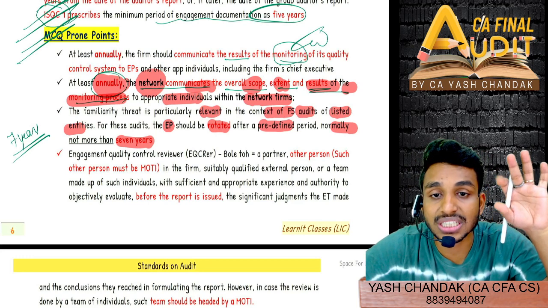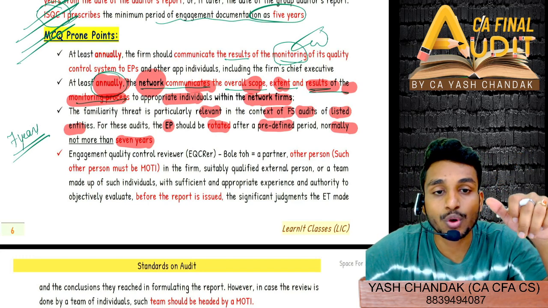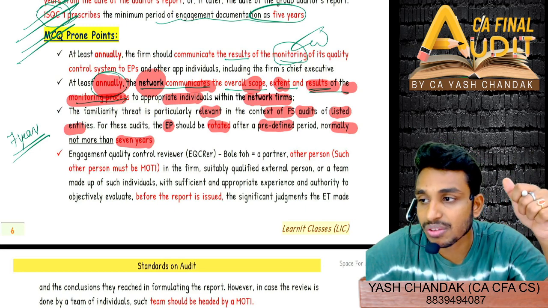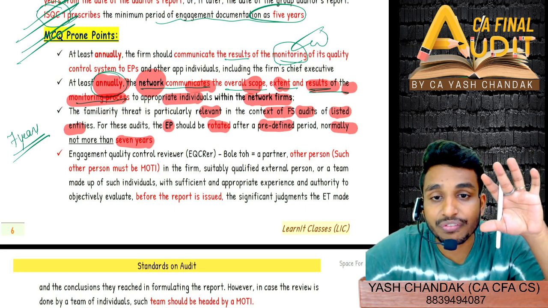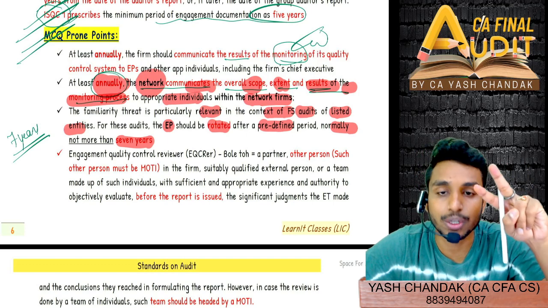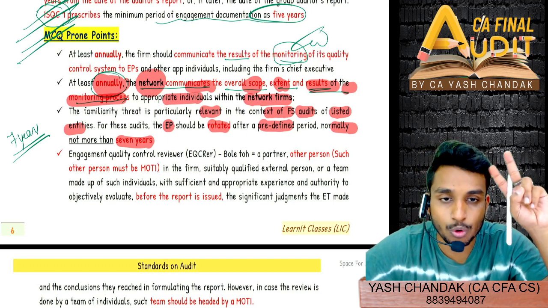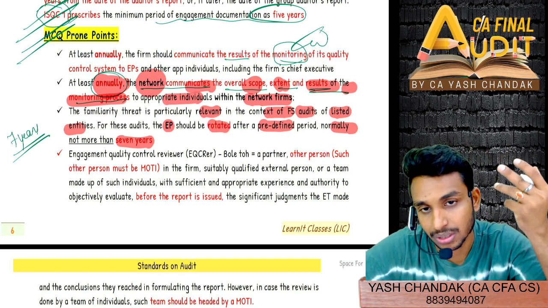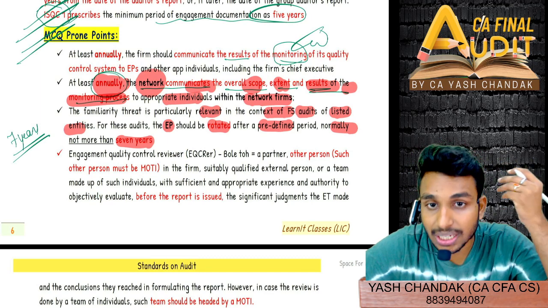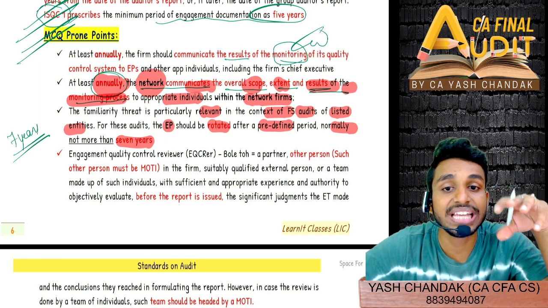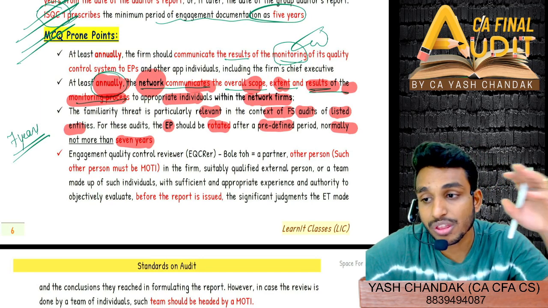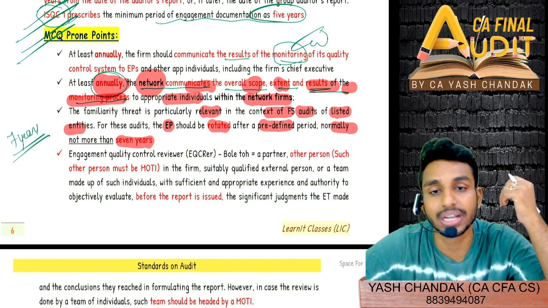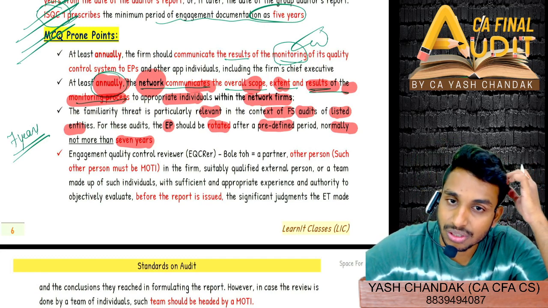Here you might get confused with the rotation provision in company audit. What does the provision say? Section 139(2): if you are a firm of auditors, then you can have a consecutive 5-year period for two tenures. That means overall 10 years of tenure you can have. But after 7 years, you have to change the engagement partner who is performing the audit of that listed entity.